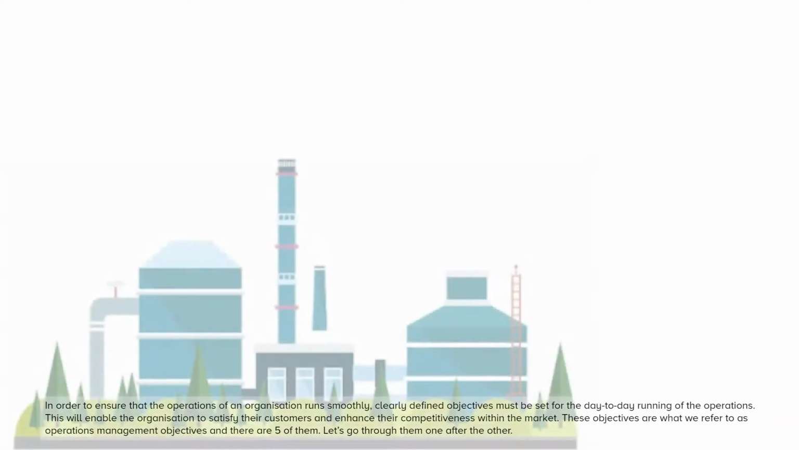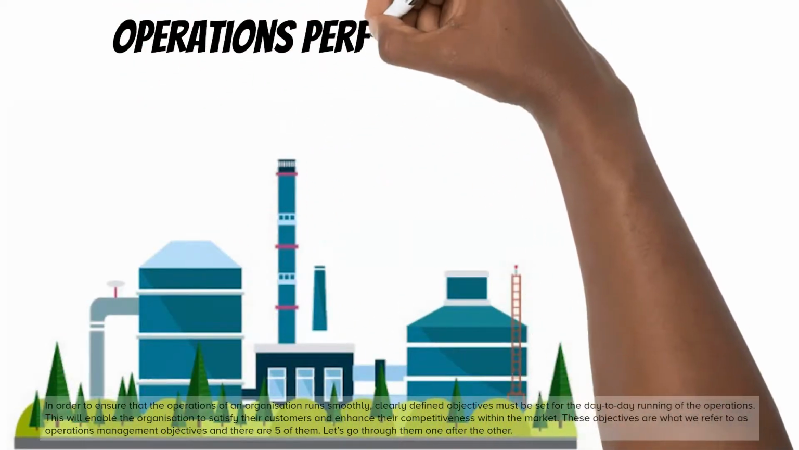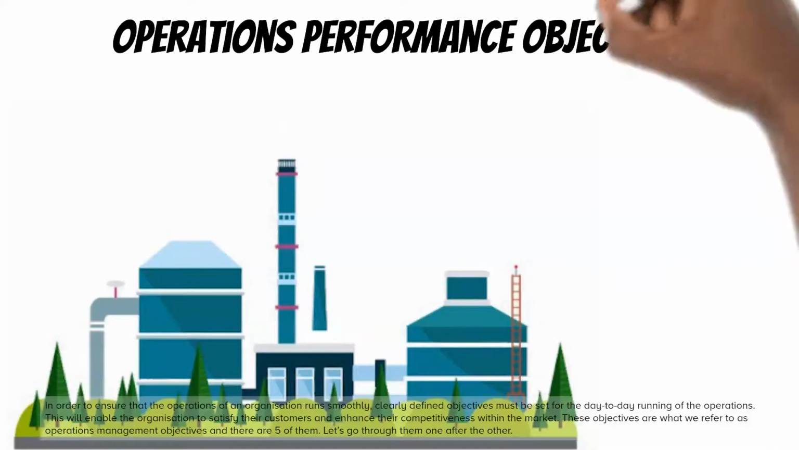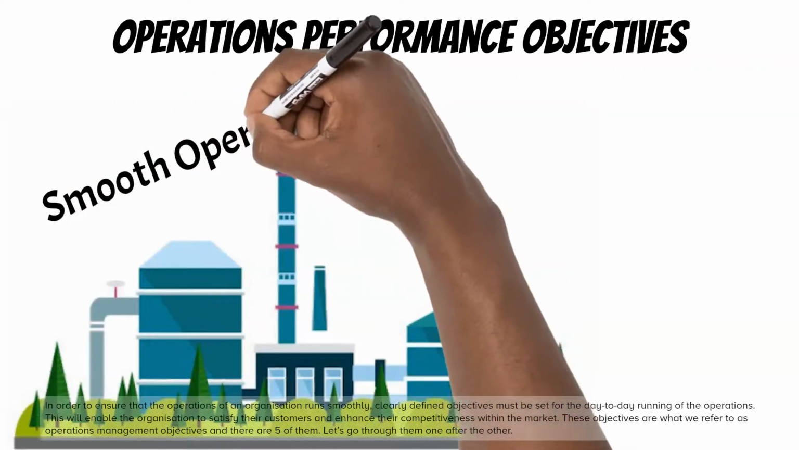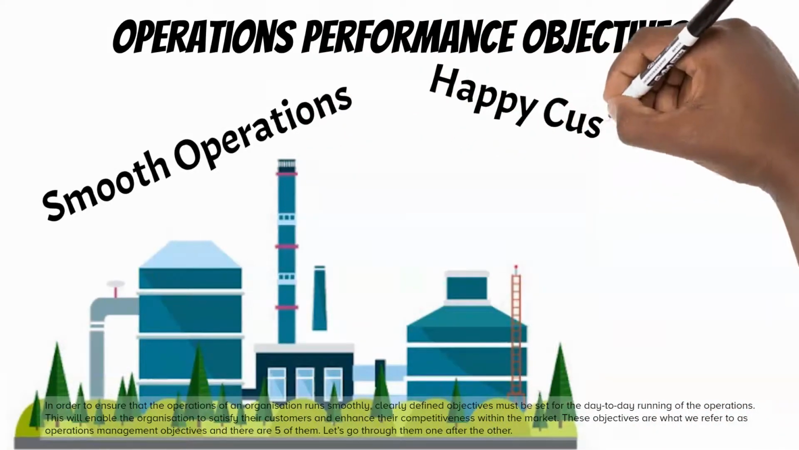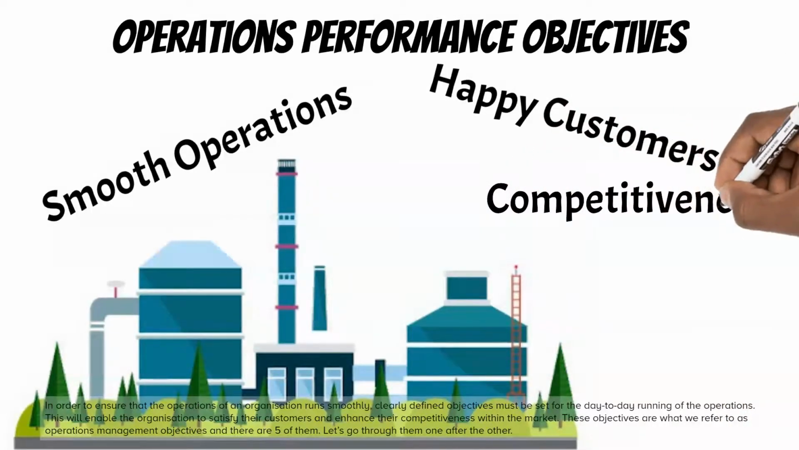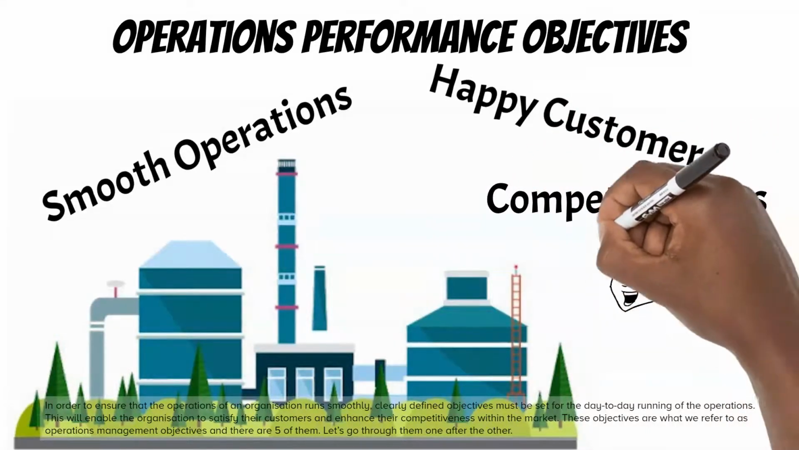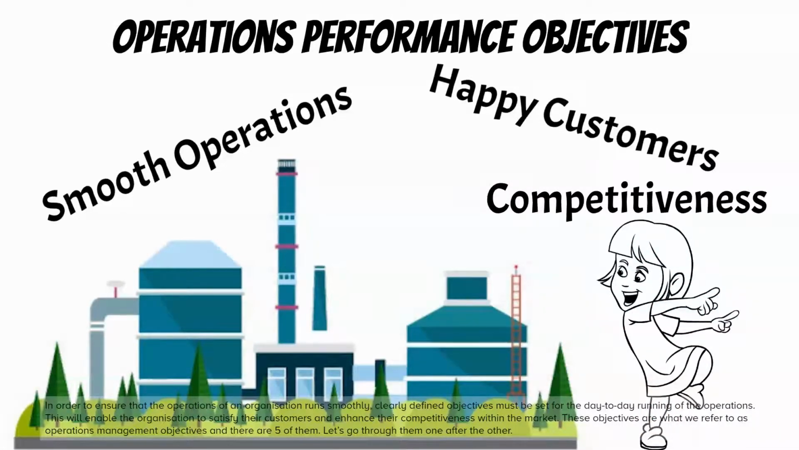In order to ensure that the operations of an organization run smoothly, clearly defined objectives must be set for the day-to-day running of the operations. This will enable the organization to satisfy their customers and enhance their competitiveness within the market. These objectives are what we refer to as operations management objectives, and there are 5 of them. Let's go through them one after the other.